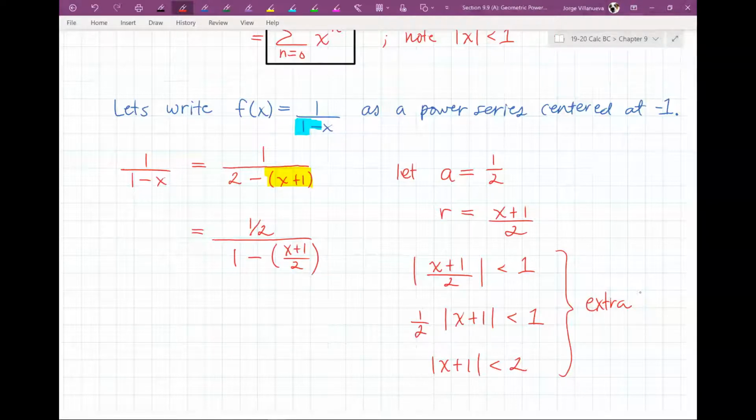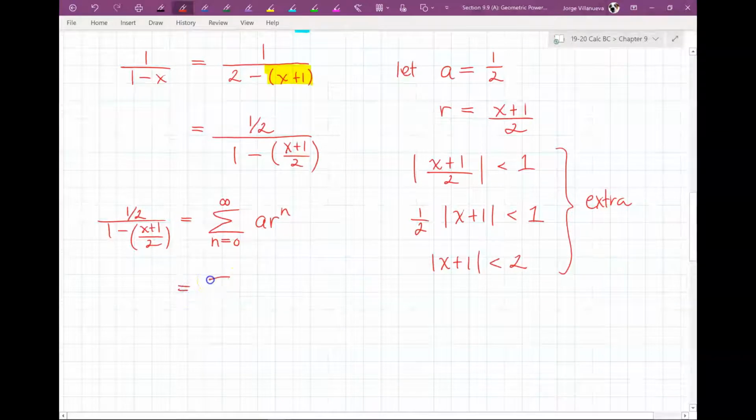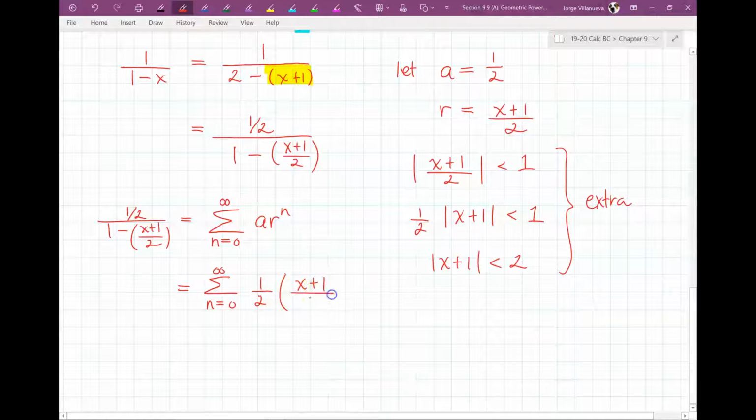If they want me to write a power series using this information, then my power series will look like this. Not 1 over 1 minus x, but my half over 1 minus x plus 1 over 2 would look like this. The sum as n goes from 0 to infinity. I'm going to write the a times r to the n again, just as a reference. My a value is a half, and my r value is an x plus 1 over 2 to the n.